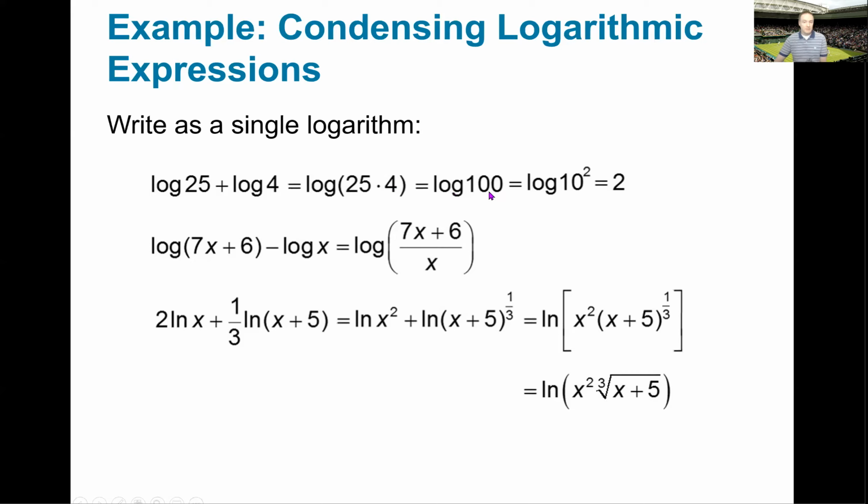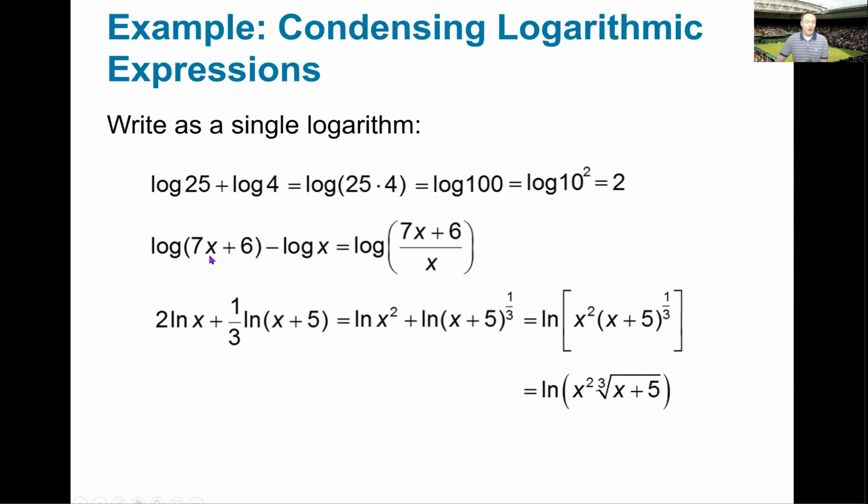That's just going to be 2. That's asking you what power of 10 is 100? 2. Now, could I have known that the answer was 2 back here? No way. This is asking me what power of 10 is 25 and what power of 10 is 4. I would have never been able to solve that and get an answer of 2 without condensing first. So this really shows the advantage of condensing.